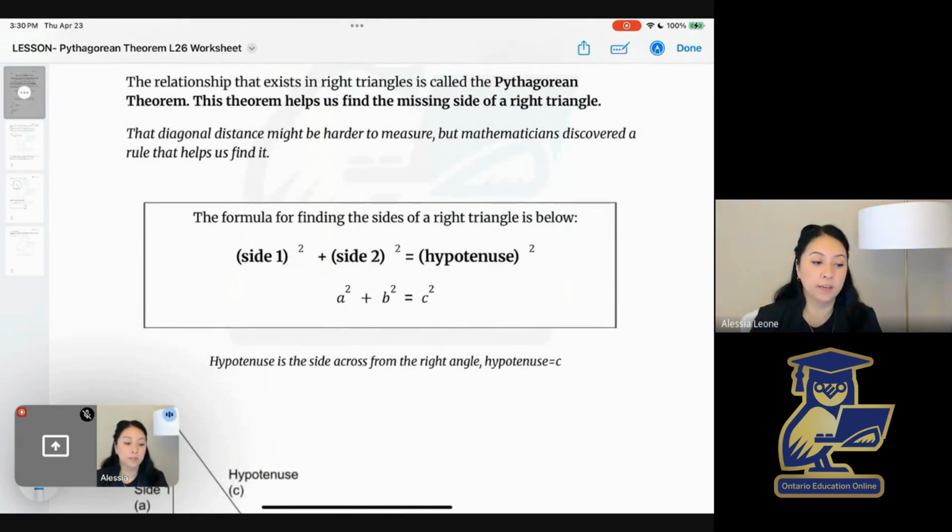This formula here is the famous formula for right triangles. Side 1 squared plus side 2 squared equals hypotenuse squared. Hypotenuse is our word for that diagonal line in a right triangle.